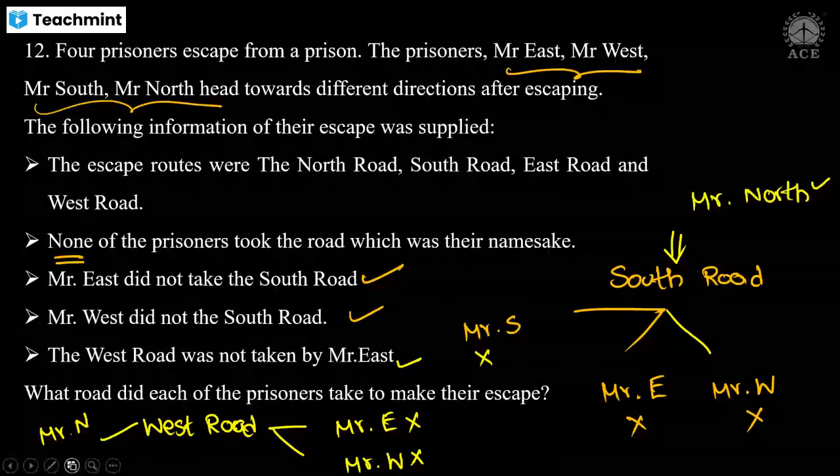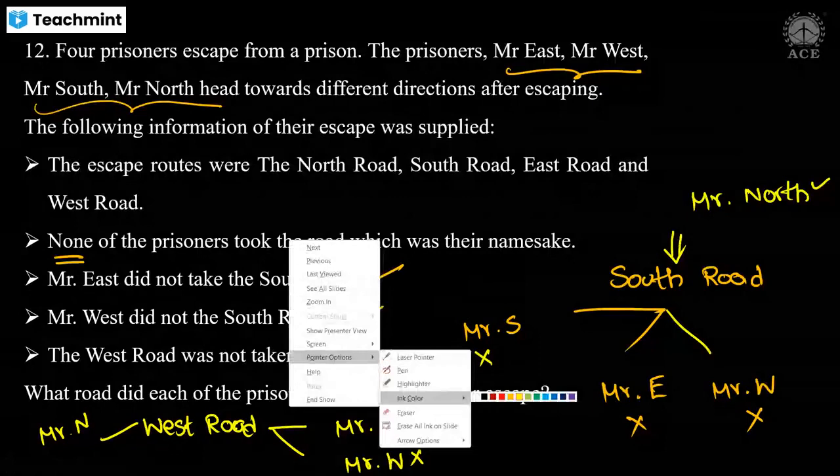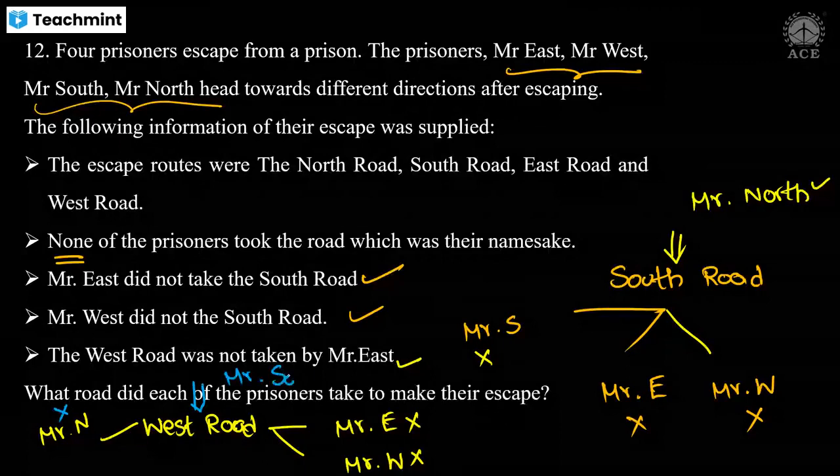West road, please. Which prisoner is allowed to take the west road? Which prisoner is going with the west road? Yeah, respond. North has already taken the south road, so he cannot go. Only one person is left, nothing but Mr. South. So who is going on the west road? Mr. South. Clear? Yes, very good. Given all the scenarios, right?